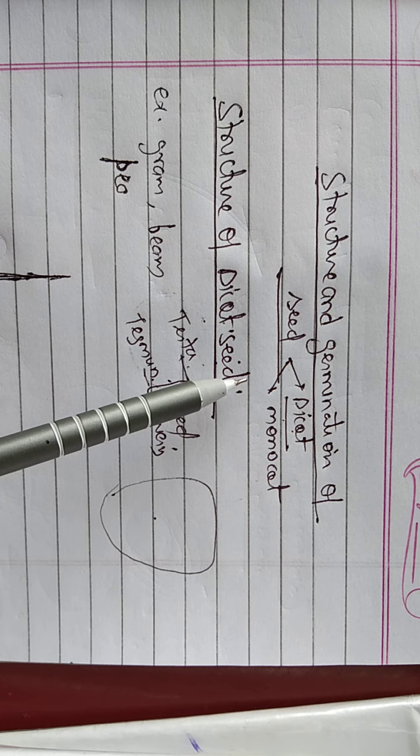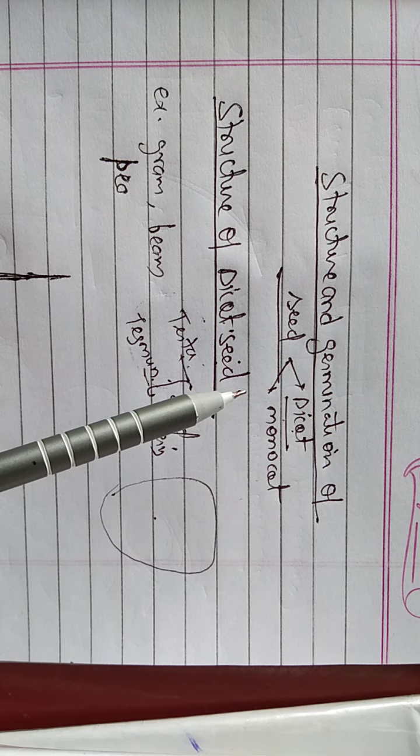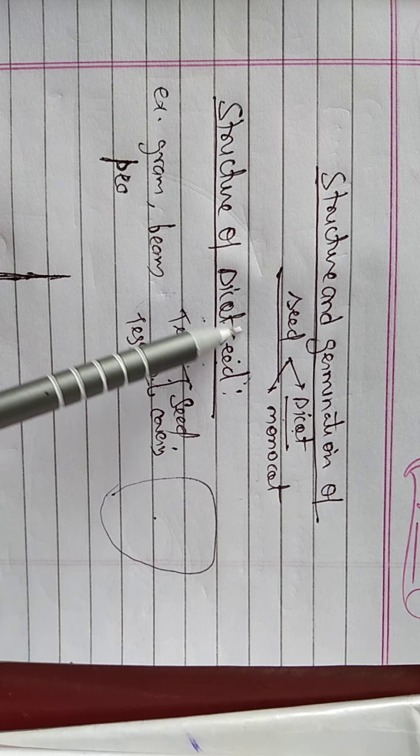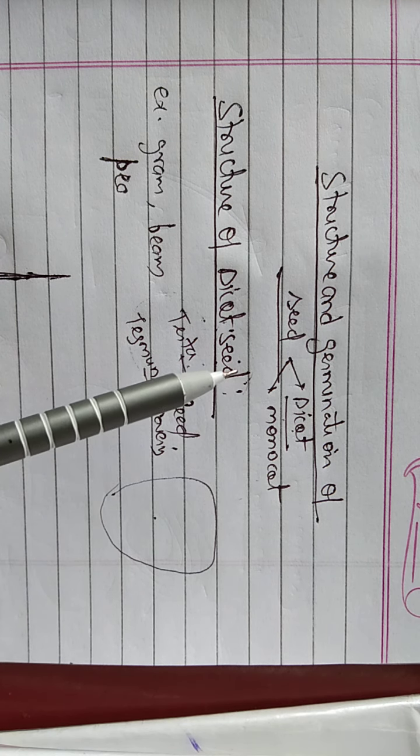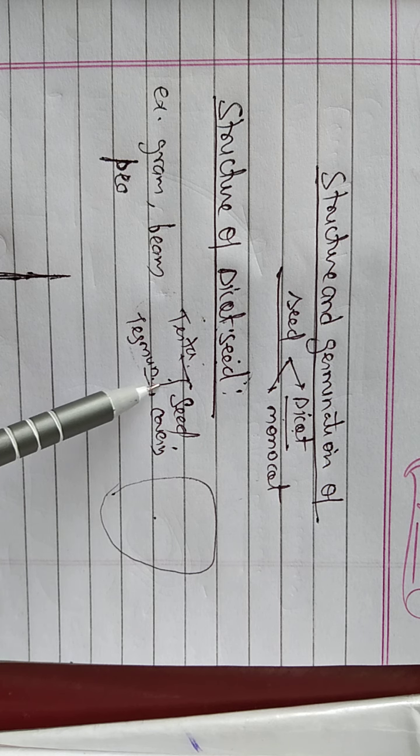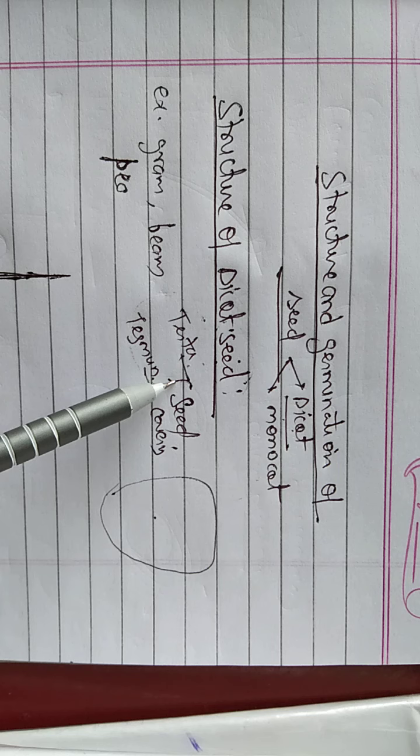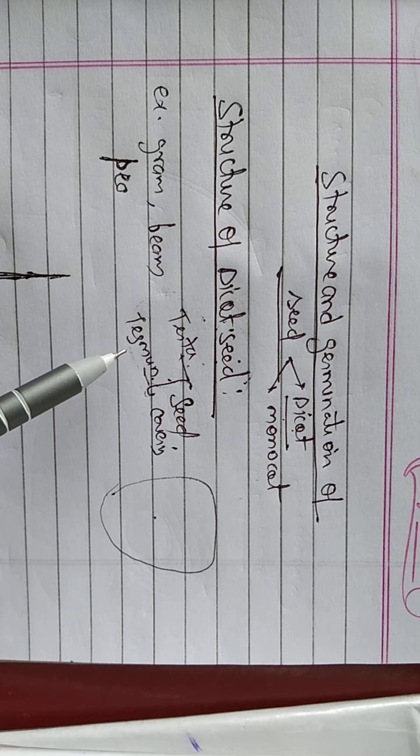Seed covering. Whatever the kind of seed, it doesn't matter, the seed is covered by an outer covering. This outer covering is made up of two layers, testa and tegmen. Testa is the outer covering and tegmen is the thinner, inner covering.